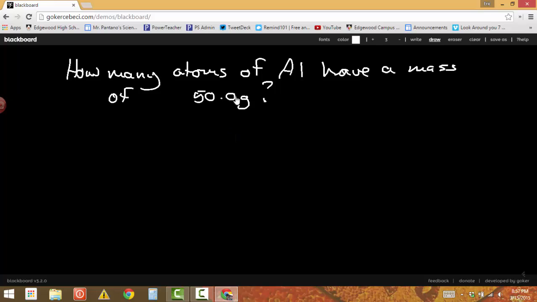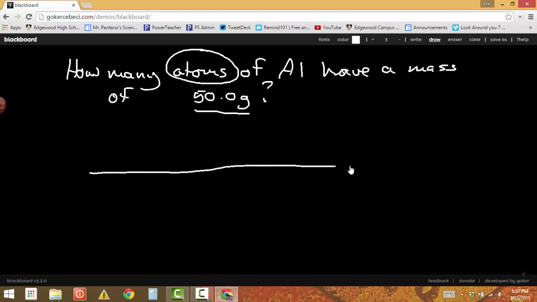What are we starting with? Well, we're starting with grams. What are we going to? Well, we're going to particles, to atoms. So this is going to require kind of a double section that looks like this. And up here, we always put the thing that we're starting with, which in this case is 50.0 grams. And because I'm trying to get rid of grams, I'm going to put grams down here.